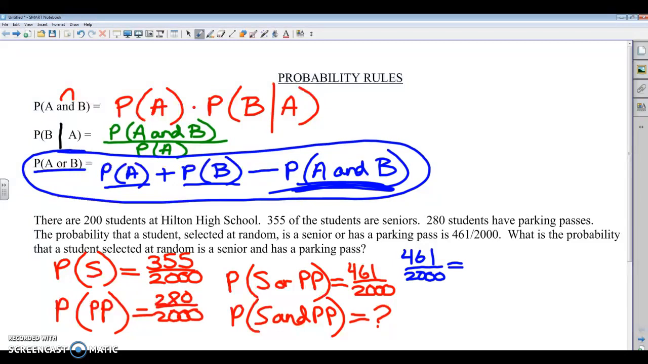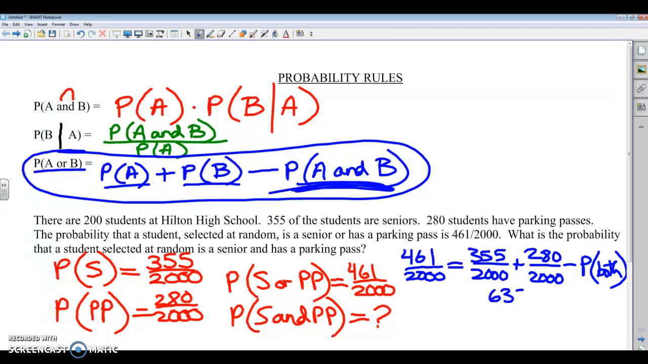Should equal the probability of a senior plus the probability of a parking pass minus the probability of both. Now over on the right, I'll just add these two fractions together and get 635 out of 2,000 minus the probability of both is supposed to equal 461 out of 2,000.